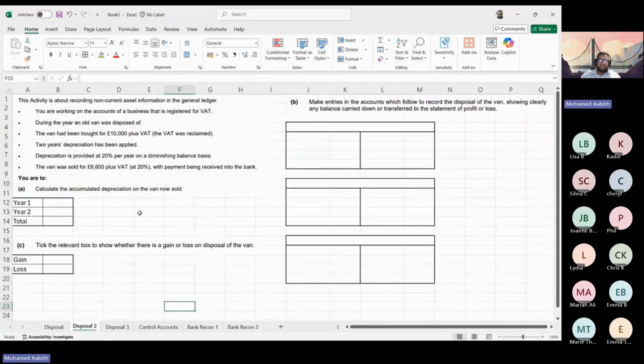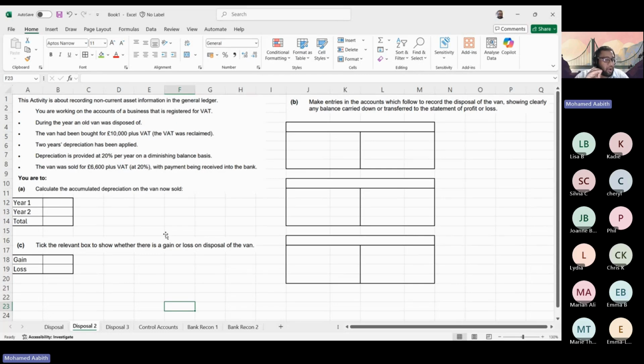This one says: this activity is about recording non-current asset information in the general ledger. You are working on the accounts of a business that is registered for VAT. During the year, an old van was disposed of. The van was originally bought for £10,000 plus VAT, which was reclaimed.